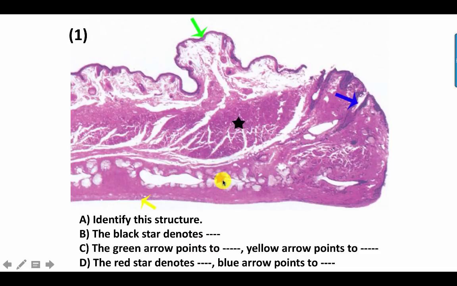The red star, the meibomian glands or the tarsal glands. The blue arrow points to the follicle of the lash. The lash is not present. This is the follicle of the eyelash. These are follicles of the eyelashes, present almost in 2 rows.